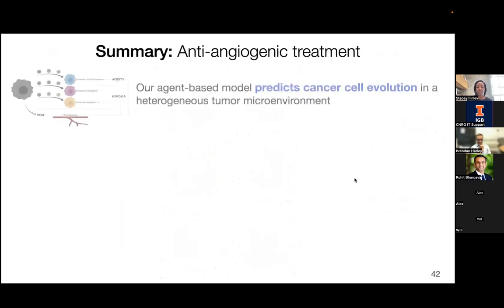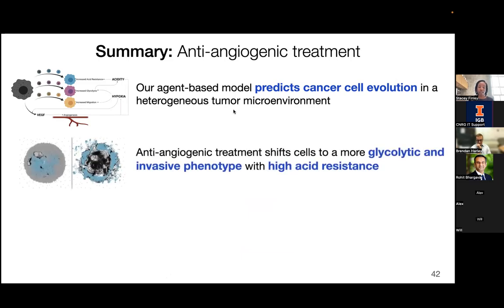So just to summarize the second part of the talk, I presented now an agent-based model that helps us to predict how cancer cell state evolves with time in a heterogeneous tumor microenvironment. We can look at the effect of anti-angiogenic treatment and how that allows the cell to evolve towards more of a glycolytic phenotype, more invasive, and with higher acid resistance.